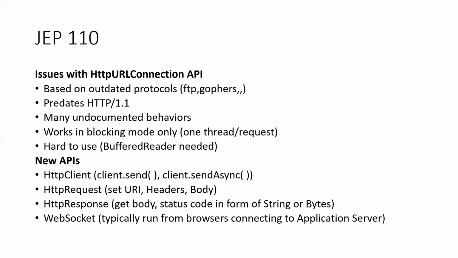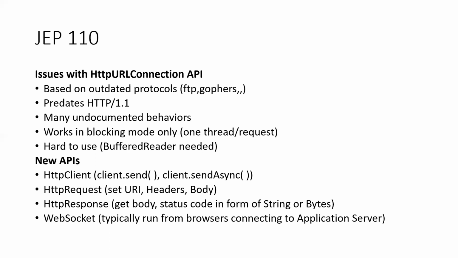Now coming to the JDK 9 side, we have this JEP called JEP 110. In JEP 110, we had this API called HttpURLConnection. But HttpURLConnection had some issues. No doubt it was using HTTP 1.1, so we had to move to some better APIs which use HTTP2.